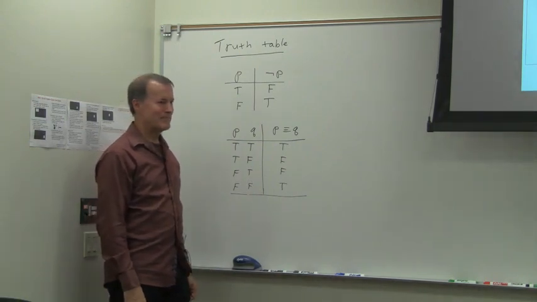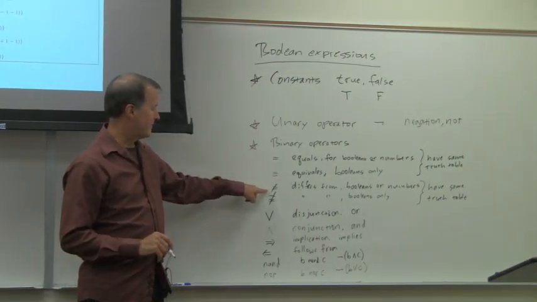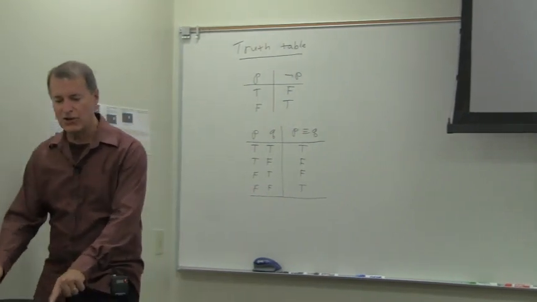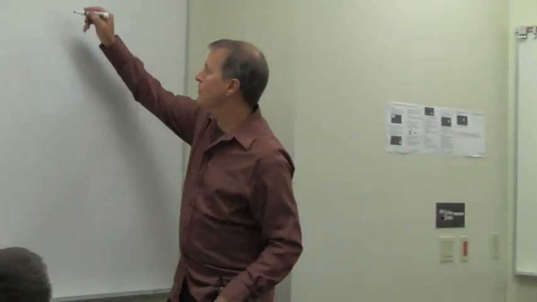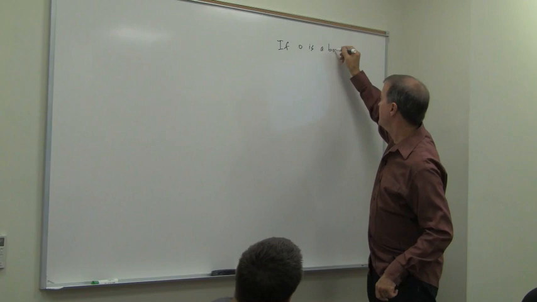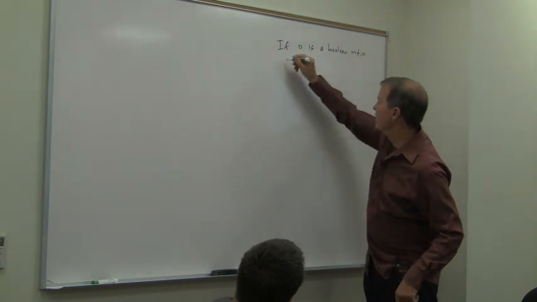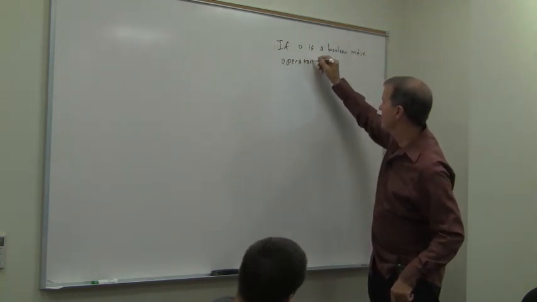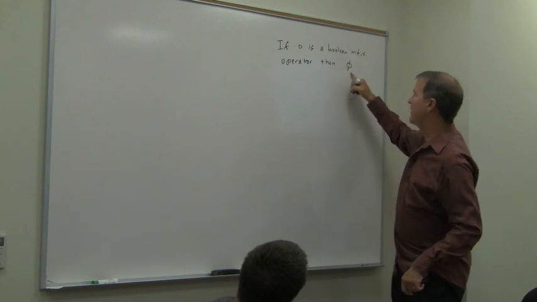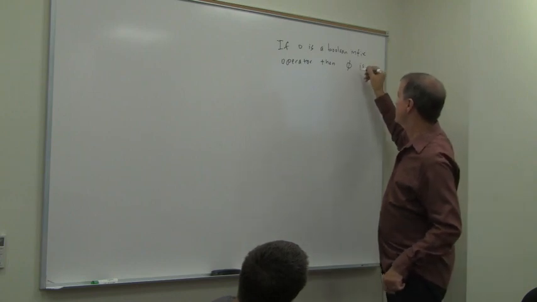Right? Now, here's another little thing. What about if you have a slash through an operator? Okay? So here's how that works in general. Anytime you have a slash through an operator, watch this. If circle is a Boolean infix operator, then this Boolean operator with a line through it is defined as follows.